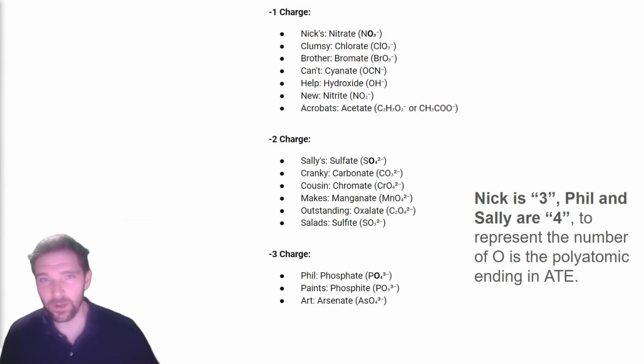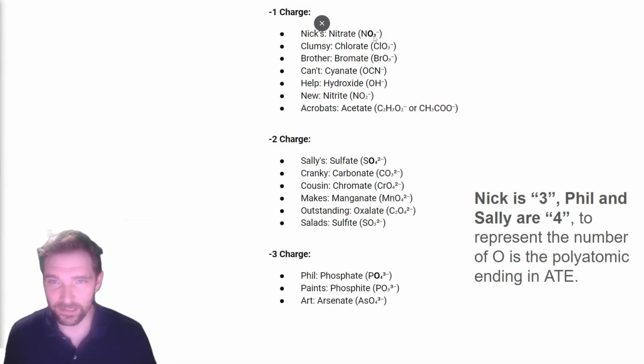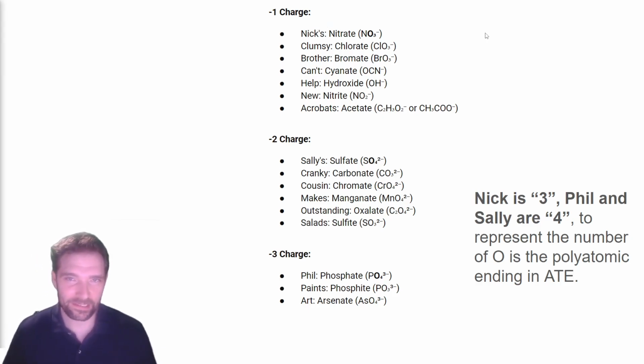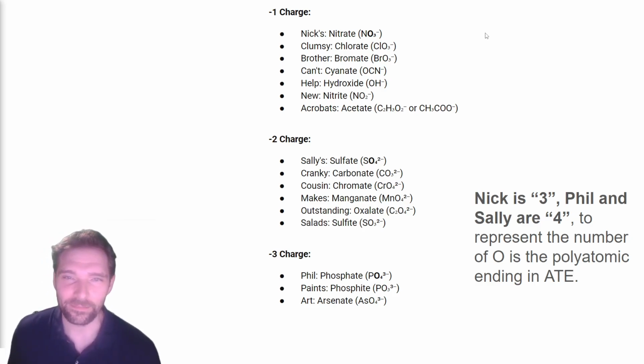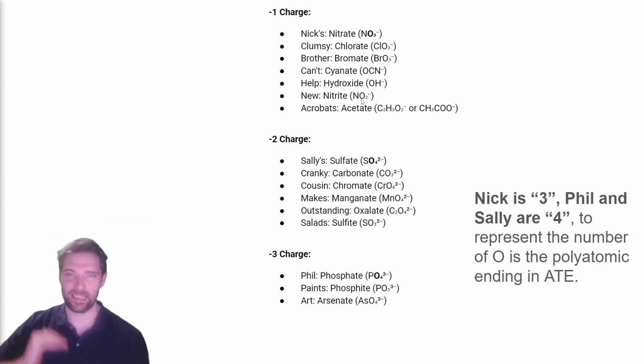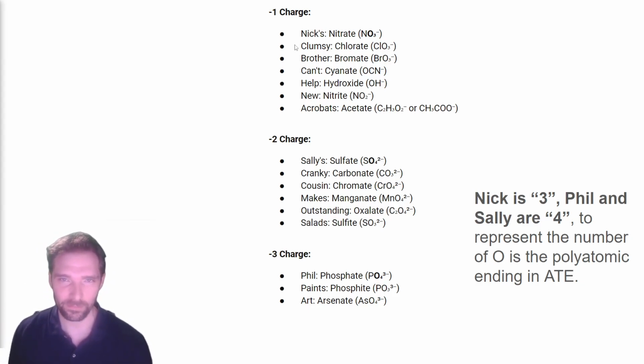All right, so here's the mnemonic summarized with the polyatomic ions written next to it. You can see that nitrate is Nick, Clumsy kind of sounds like chlorinate, and bromate even sounds like brother. Cyanate, not so much, but it looks a little bit like Kant. And what is really neat is that nitrate's in here as well as nitrite, so it's got the ate and the ite of that common polyatomic ion.